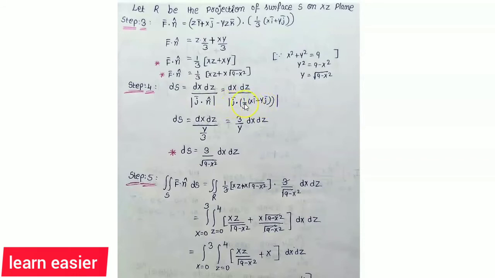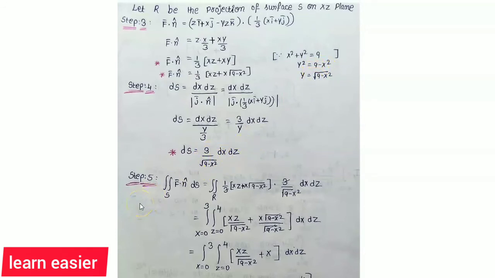So here also let's multiply only the coefficient of j bar. Here the coefficient of j bar is 1, and here the coefficient of j bar is y by 3. So 1 into y by 3 is y by 3 only. Let's take 3 from here to the numerator. So we got 3 by y into dx into dz. Here also we have y, so let's replace y in terms of x. So y is square root of 9 minus x square, into dx into dz.